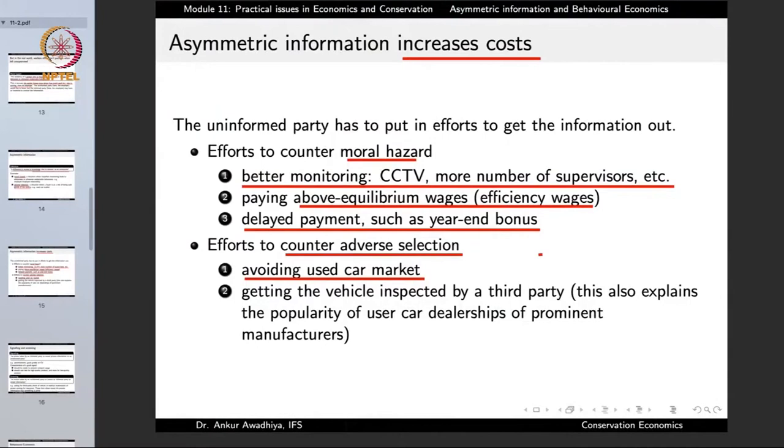Another thing is that the prospective buyer might try to get the vehicle inspected by a third party, especially a third party that is a prominent manufacturer. Now, in this case also, the third party might give out the correct information, but there is a cost involved. The prospective buyer will have to pay the third party to get the vehicle inspected. So all of these measures are increasing the cost of transaction. And when the cost of transaction increases, it means that the surplus reduces.